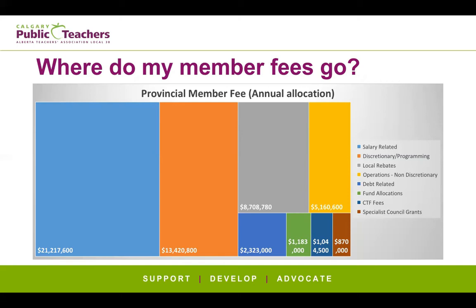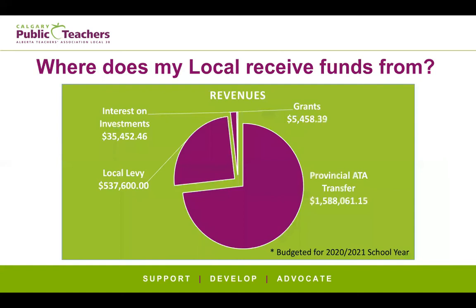And then the third highest expenditure that the provincial association has is actually the distribution of funds to locals. A portion of the provincial fee is actually rebated back to each local, and $8.7 million of the total amount of fees collected by the province goes back to locals in this fashion. And so I won't go through all of the other program areas, but those are the top three expenditure areas for the provincial association.